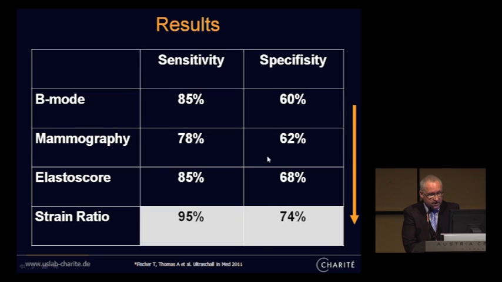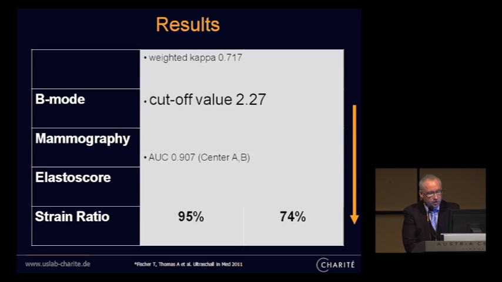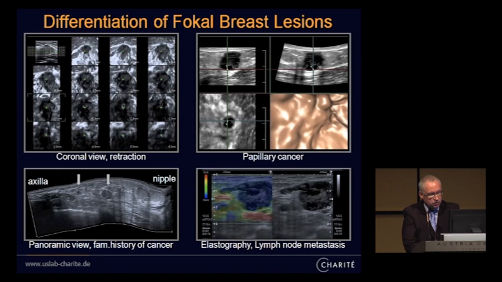This works very nicely also in sensitivity and specificity. You see we have the highest sensitivity and specificity if we use strain ratio in correlation to all other modalities. We use the cutoff value for this tool in a range of 2.27, and we had a very good agreement between both centers. This is an overview of the differentiation of focal breast lesions.